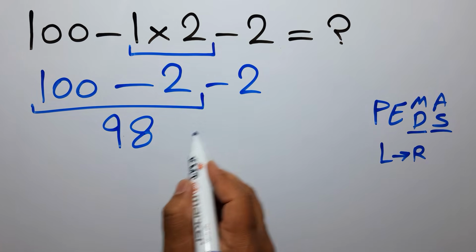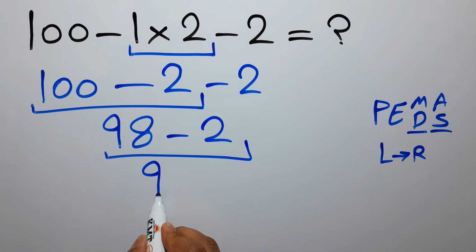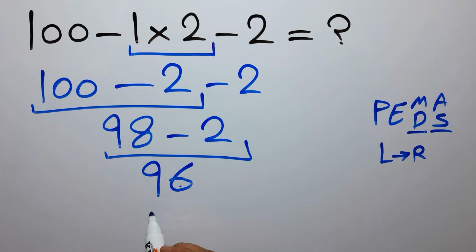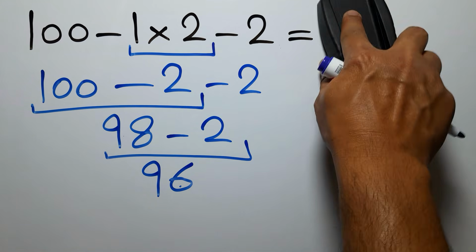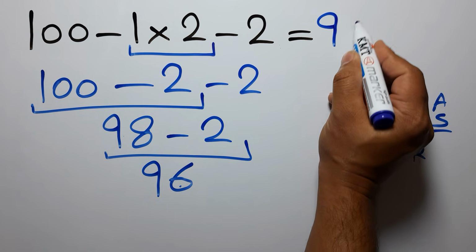So 98 minus 2, which equals 96. And this is our final answer to this problem. The correct answer is 96.